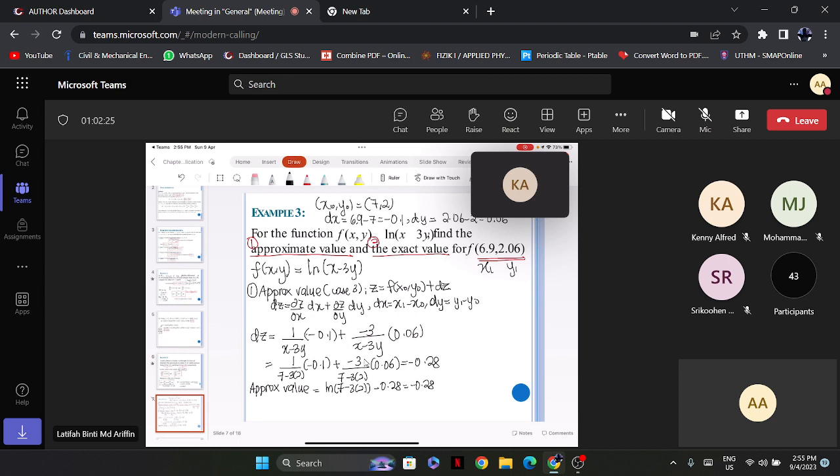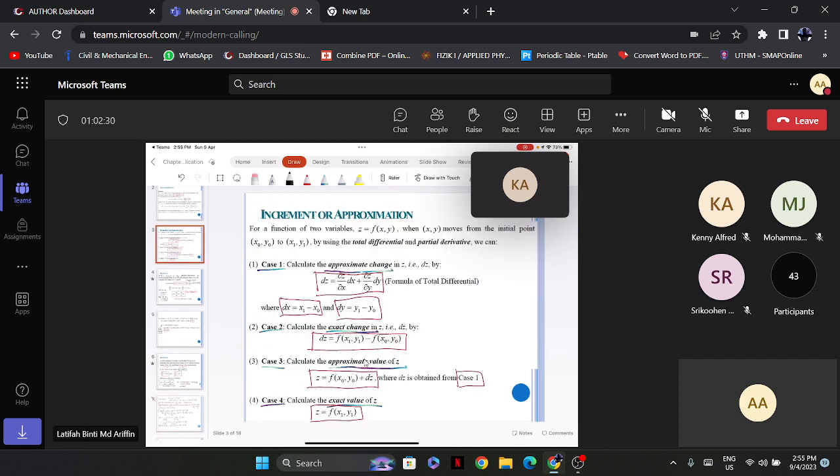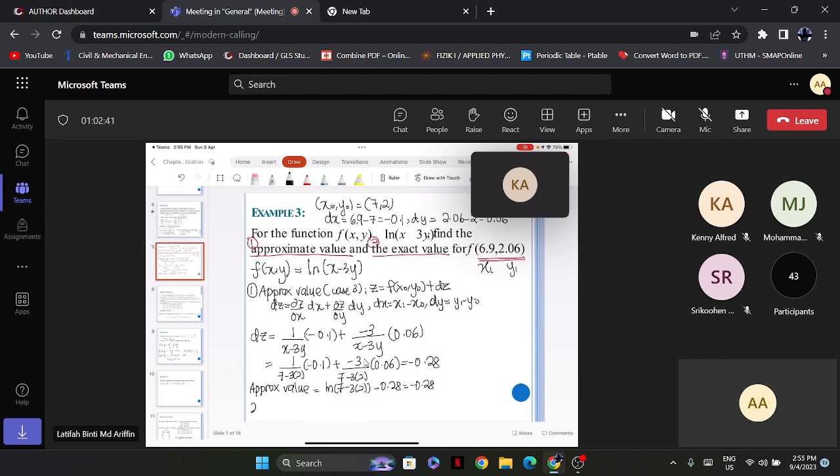Okay, the second question. What is the exact value? For the exact value we refer to which case? Case four. Very good, very sharp eyes. So we look at case four. So number 2 is to find the exact value. The exact value is f(6.9, 2.06). Substitute into our function, we get minus 0.328325. Clear?